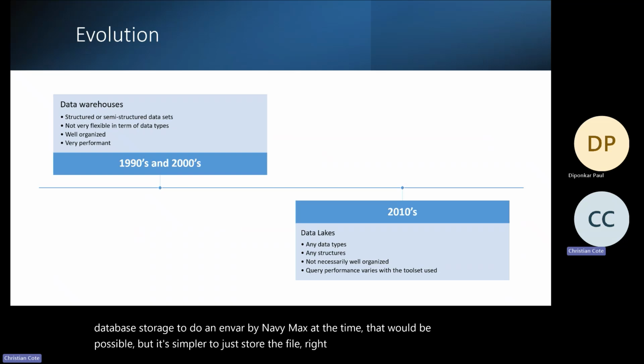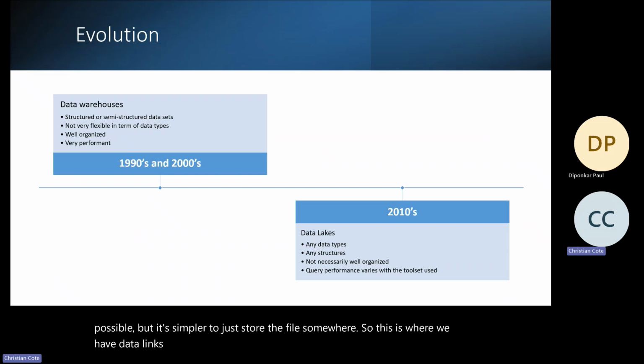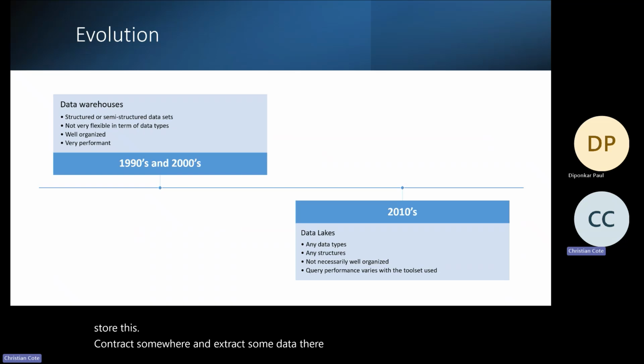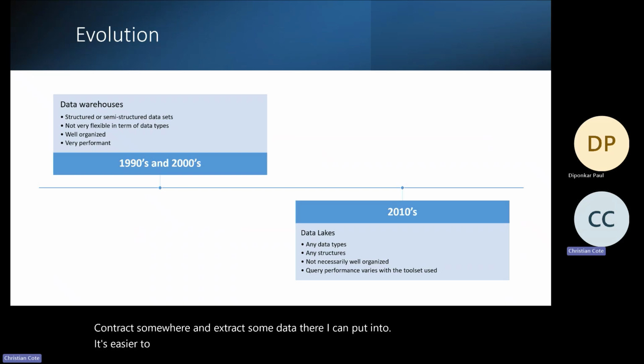So this is where we have data lakes. In data lakes, we can have any data type, any structure. I have a contract. I want to store this contract somewhere and extract some data later. It's easier to store it into a data lake. But it's not structured or organized, right?